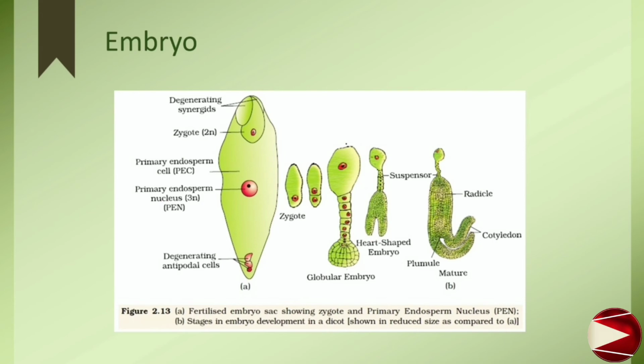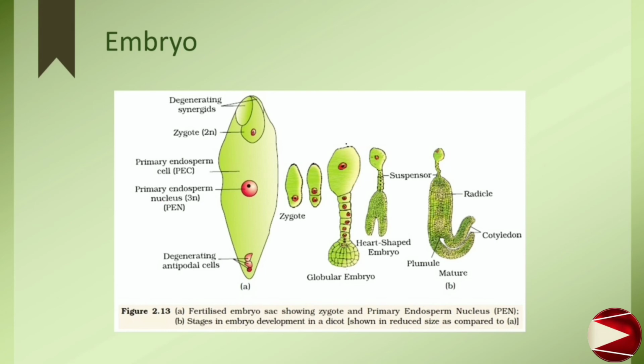Though seeds differ greatly, the early stages of embryo development are similar in both monocotyledons and dicotyledons. Development of embryo is called embryogeny. The figure shown here is of embryogeny of dicotyledonous seed. The zygote here gives rise to proembryo and subsequently to the globular, heart-shaped and mature embryo. A typical dicotyledonous embryo consists of an embryonal axis and two cotyledons. There are two different regions at either end of the embryonal axis.